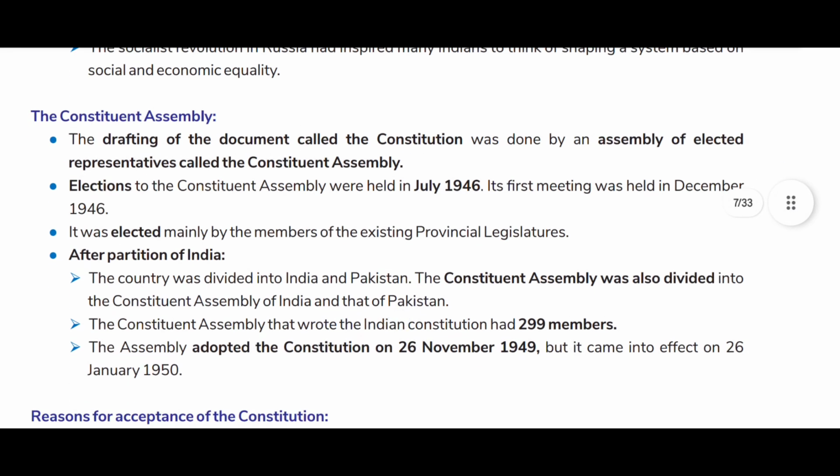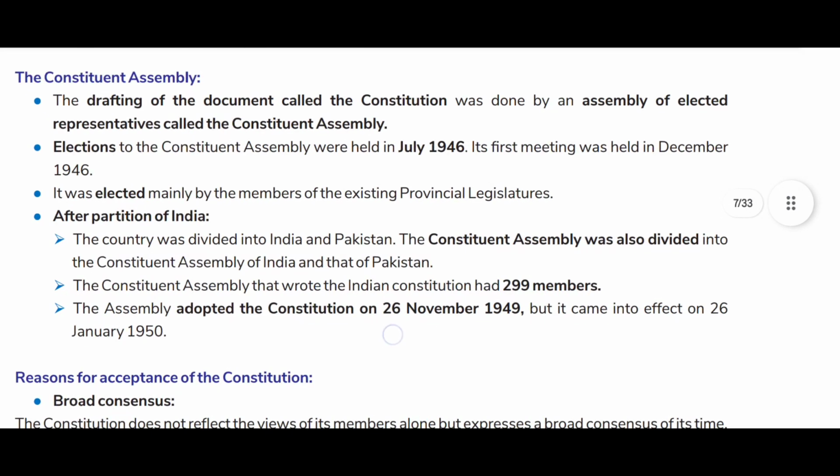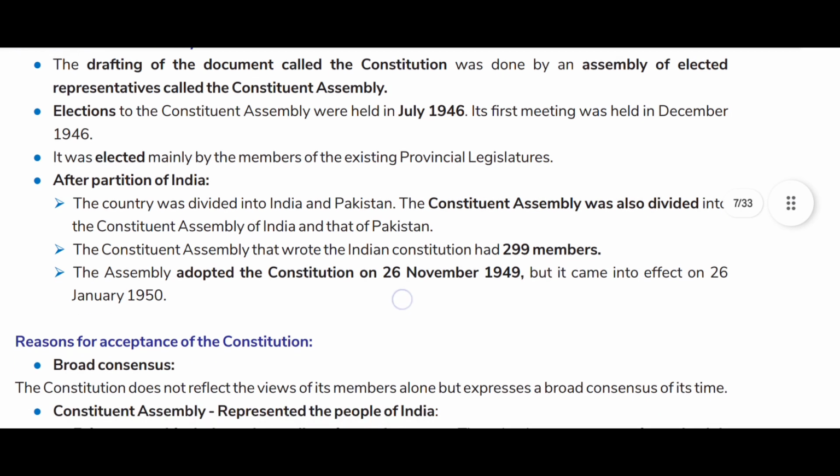The Constituent Assembly. The drafting of the document called the Constitution was done by an assembly of elected representatives called the Constituent Assembly. Elections to the Constituent Assembly were held in July 1946. The date is very important: July 1946. Its first meeting was held in December 1946, on 9th December. It was elected mainly by the members of the existing provincial legislatures.